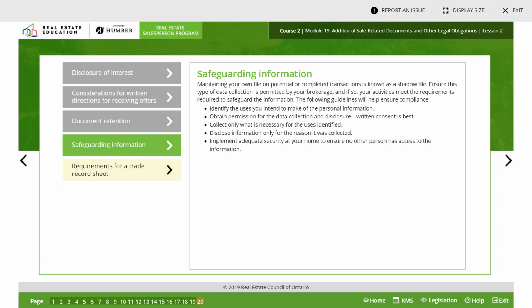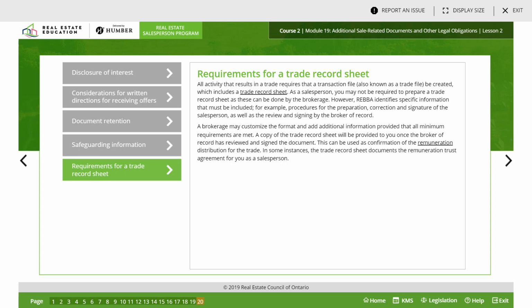Identify the use you intend to make of the personal information. Obtain permission for the data collection and disclosure. A written consent is best. Collect only what is necessary for the uses identified. Disclose information only for the reason it was collected. Implement adequate security at your home to ensure no other person has access to that information.